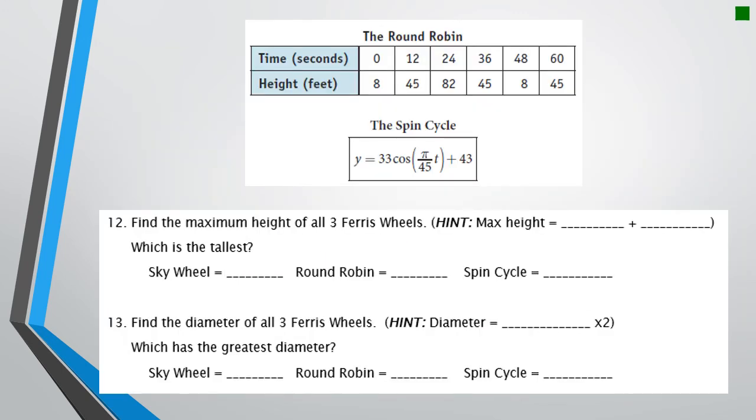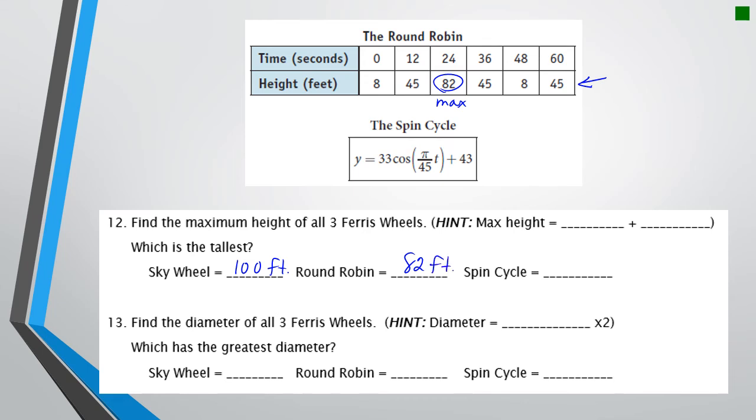Question 12 asks us to find the maximum height of all of the Ferris wheels. We already know that the maximum height of the Sky Wheel is 100 feet. We were told that basically the very first thing when we looked at that diagram. Now we have to look at the round robin and the spin cycle. The round robin is actually pretty easy to figure out. If you look at your y values, this bottom row of values, whichever one is the highest is your maximum height. So 82 is our maximum height for round robin.